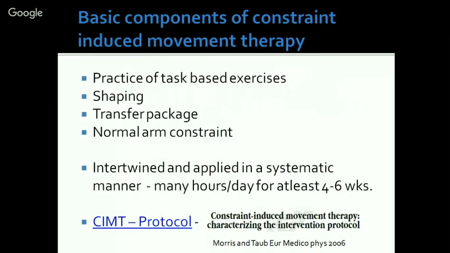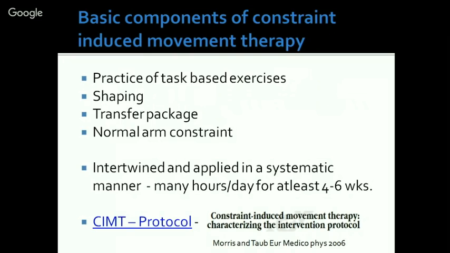And the second procedure is shaping, which is a behavioral psychology procedure called operant conditioning, wherein we aim to reinforce positive behavior of using the arm of the affected side. Transfer package is a set of behavioral methods which are used to reinforce the learning and to convert the improvements which have been gained in clinic to ADL settings. And finally, the constraint of the normal arm is done in order to prevent them from using the normal side.